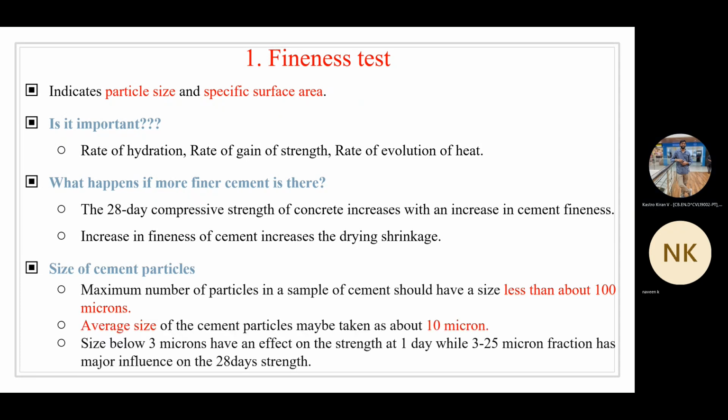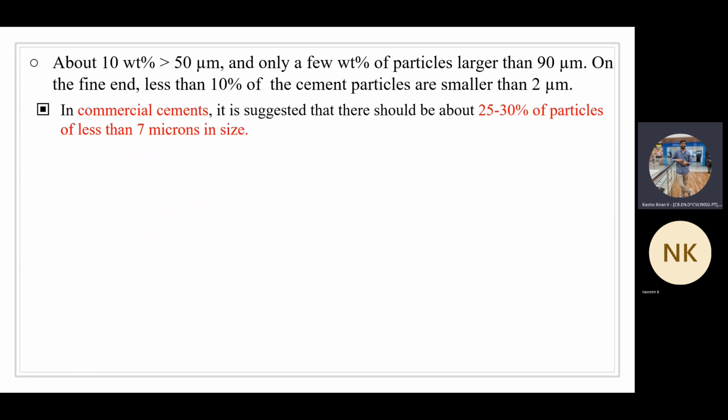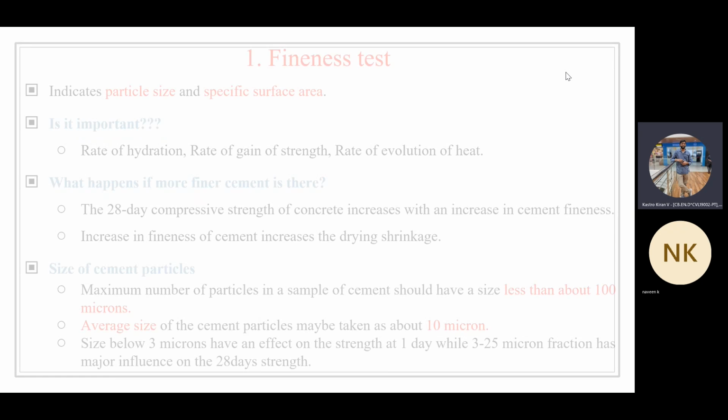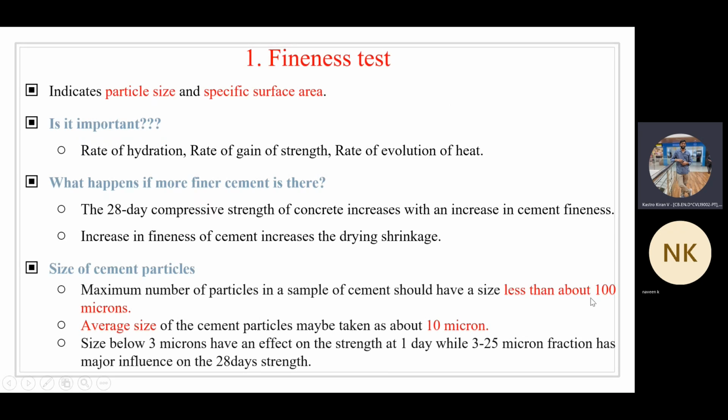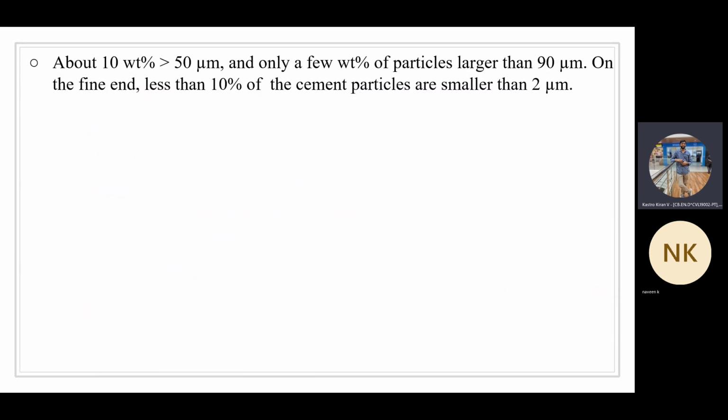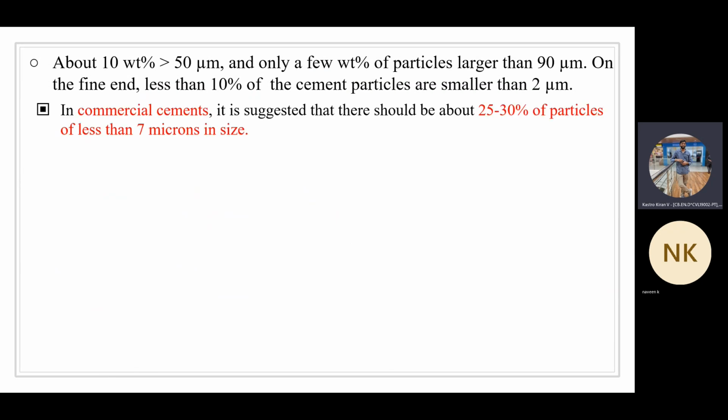Now let's verify whether the cement can be tested in what way or not. You can see here that about 10% of the weight of the cement should be greater than 50 microns, and only a very small percentage by weight of particles is larger than 90 microns. Though the condition says it should be less than 100 microns, typically we go with 90 microns only, not with 100 microns. 100 is the upper limit, but 90 microns is the limit which we generally follow in order to find out the fineness of the cement particles.